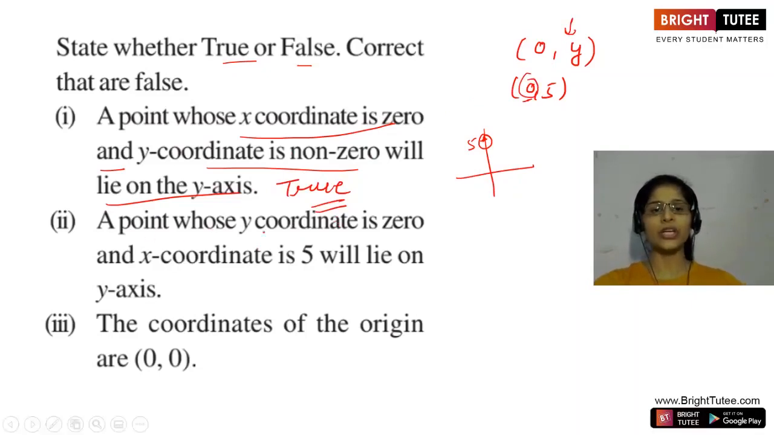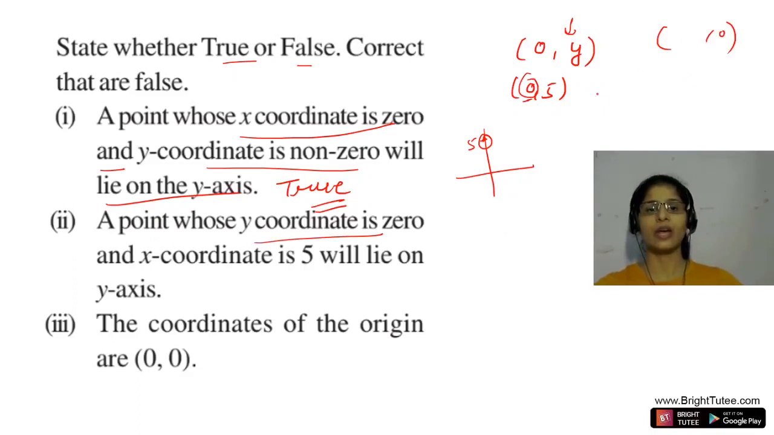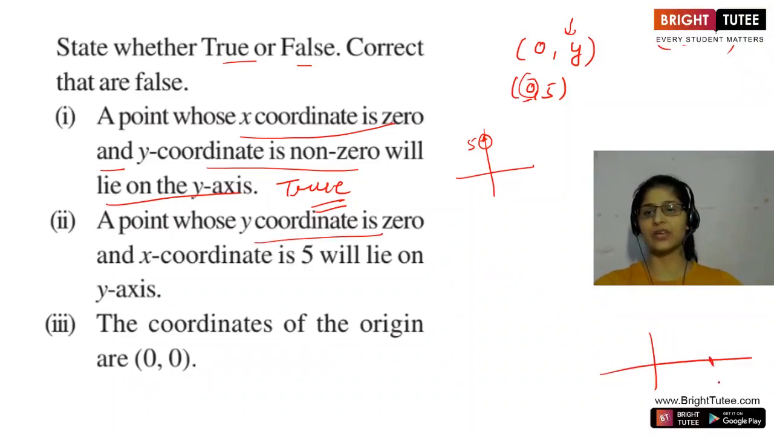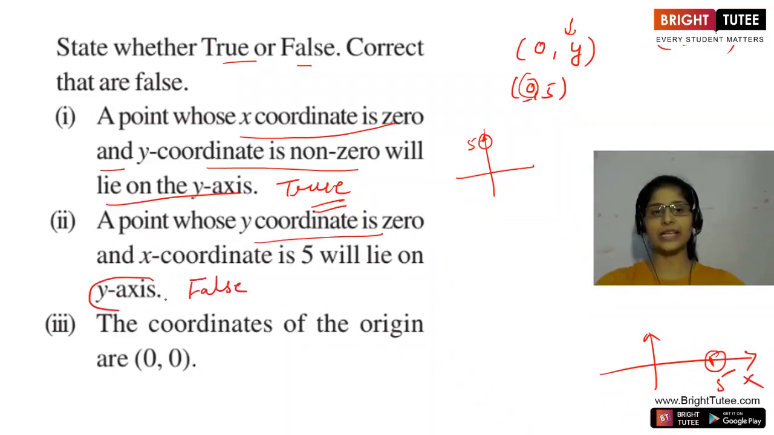The second is a point whose y coordinate is 0. Now y coordinate is 0 and x coordinate is 5, so the point is (5, 0). 5 is the value of x. We will move 5 units right and 0 units up. So this is the point. Will it lie on the y-axis? No, it is lying on the x-axis. So this is false. Instead of y-axis, x-axis should come here. This is the correction done here.